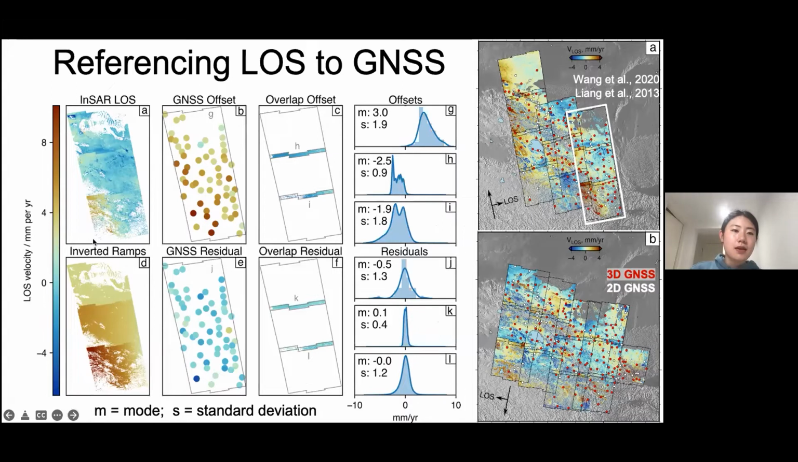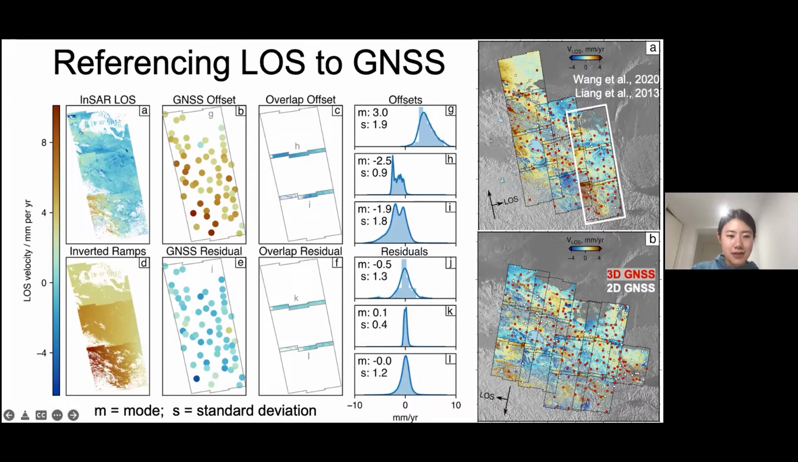In order to stitch them together and to put the InSAR line of sight into the reference frame of the GNSS, or a known reference frame, which can be provided by the GNSS, we invert for a planar ramp per frame, which simultaneously reduces the differences between the InSAR line of sight and the GNSS line of sight, as well as the differences between the InSAR line of sight and the frame overlaps. So these are the inverted ramps, and these are the residuals, which are Gaussian distributed and zero-centered, which is good.